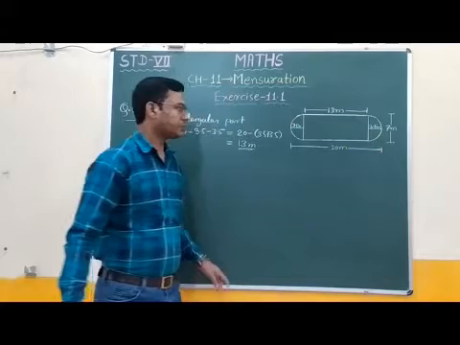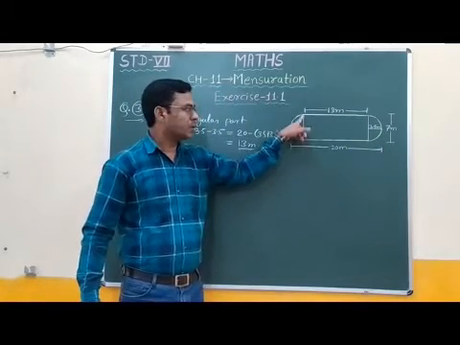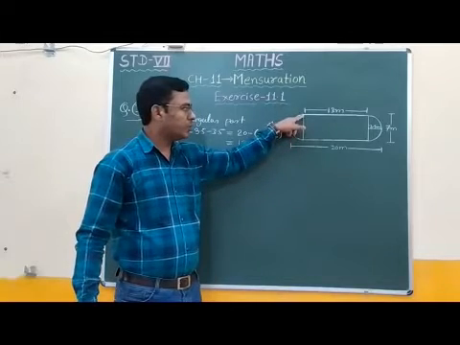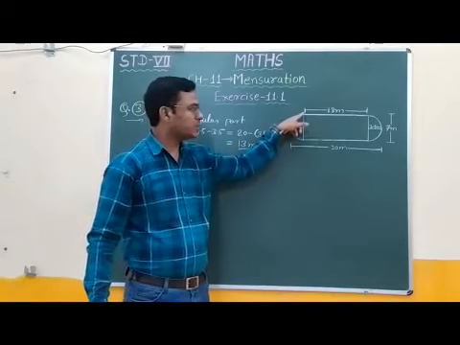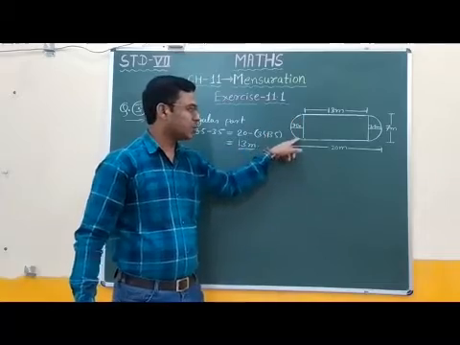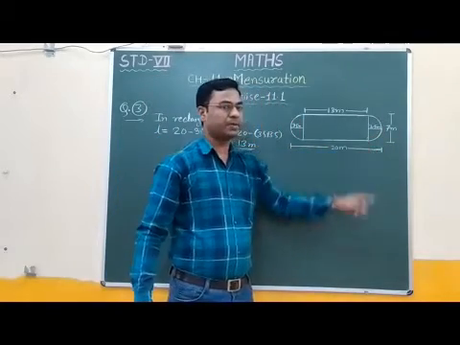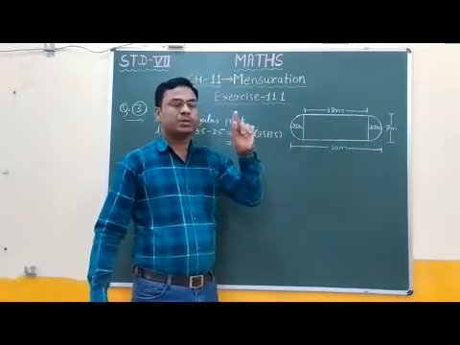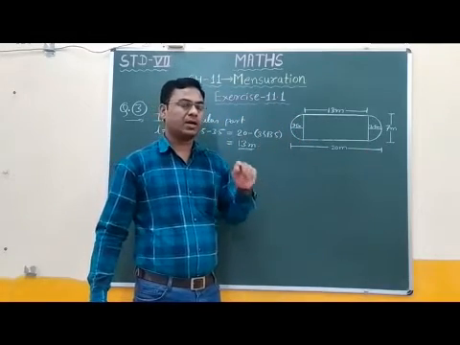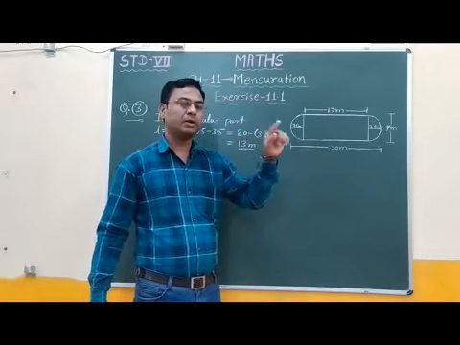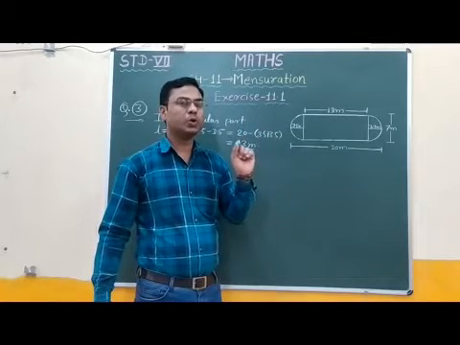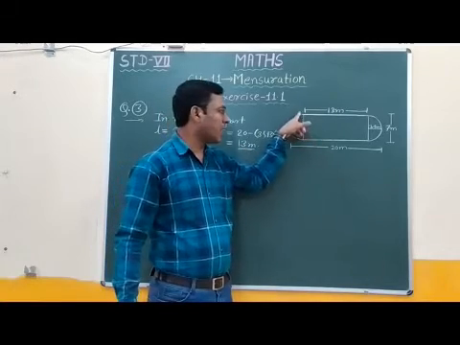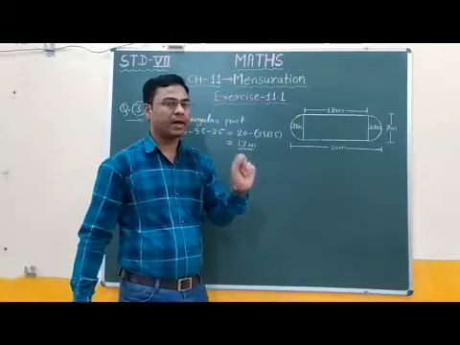Now students, here we have to find out first the perimeter. Therefore we must know the length of this circular part and this circular part. Students, this is a semicircle. The perimeter of a complete circle is equal to 2 pi r. Therefore the perimeter of this half circle is equal to pi r.